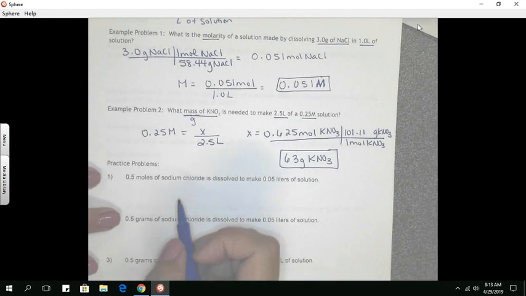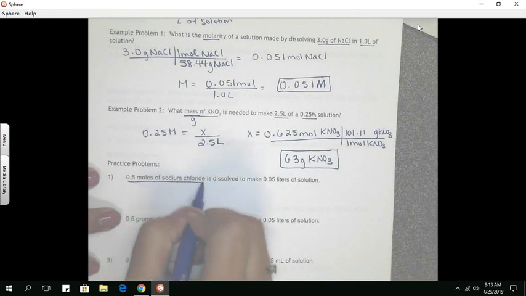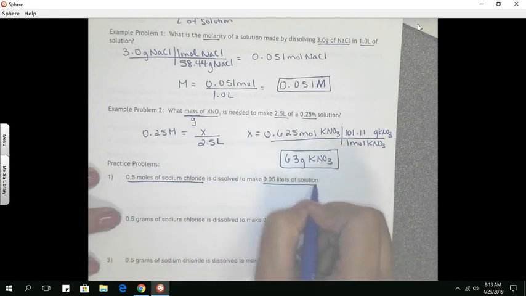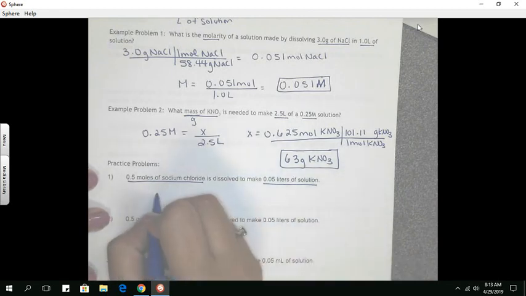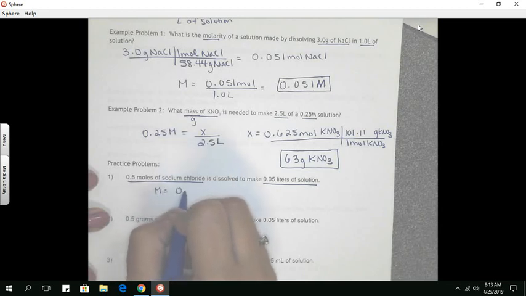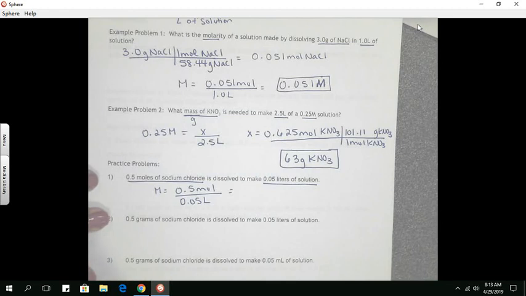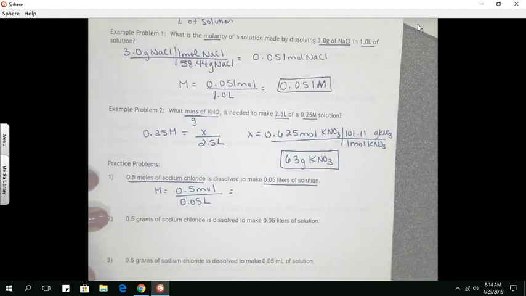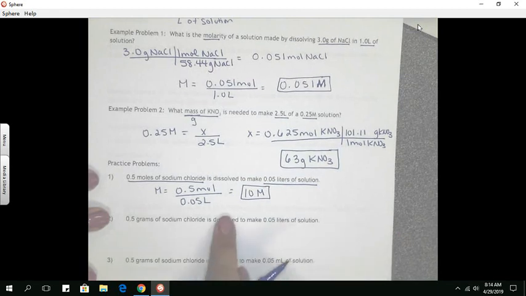Alright, welcome back. We're going to look at these problems together. So here we have 0.5 moles of sodium chloride dissolved to make 0.05 liters of solution. We want to know what is the molarity. So the molarity is the number of moles, which is 0.5, over the number of liters, which is 0.05. And we divide 0.5 by 0.05, and we get a 10 molar solution. And that is 1 significant figure, since both of these are 1 significant figure.